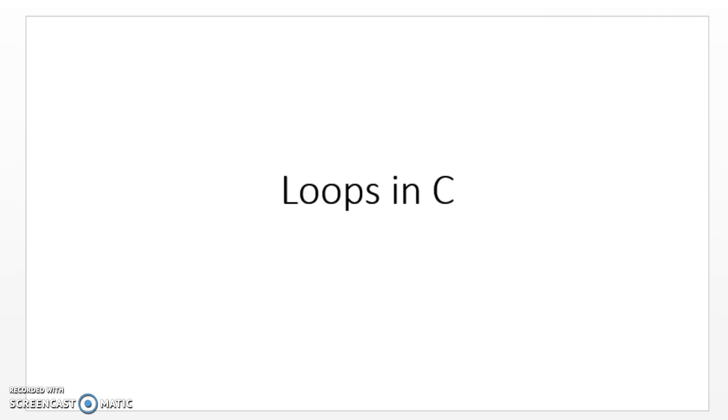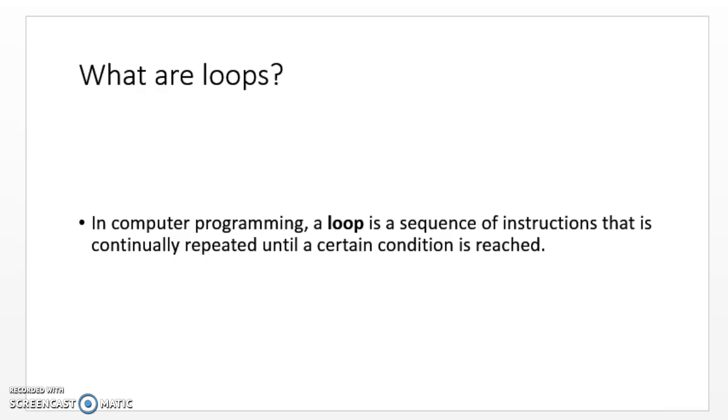My topic here is loops in C. So what are loops? In computer programming, a loop is a sequence of instructions that is continually repeated until a certain condition is reached. So loops are used to repeat a block of code.